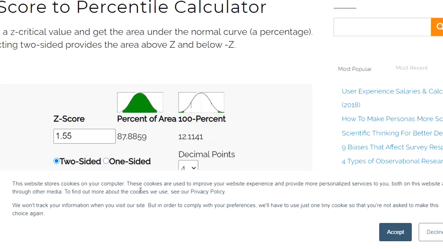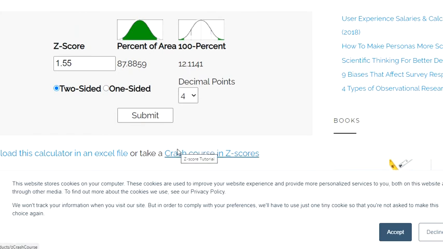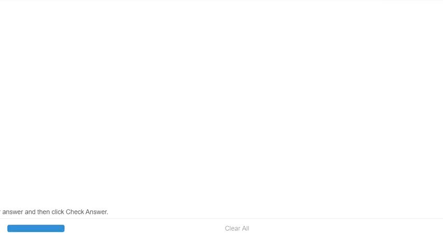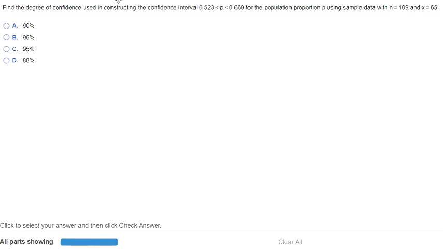I'd click one side if I just wanted a left tail area. Sorry, I should have specified: if you look that up in the table, it'll give you the area for one of the tails. You'd have to double that and take it away from 100% to find out how much is in the middle. So this is way quicker, looking it up online. About 88% is what this rounds to. So that will be our correct answer for this one.